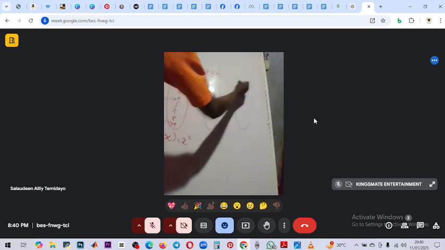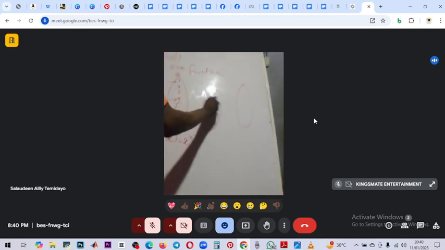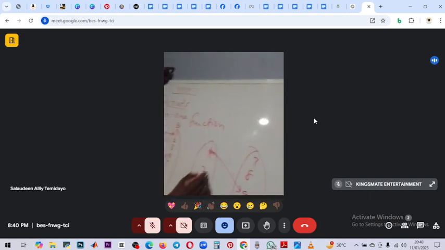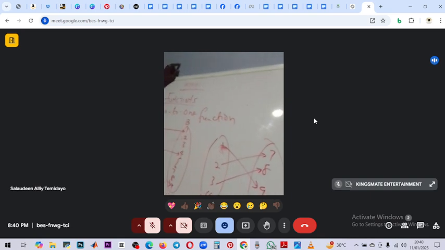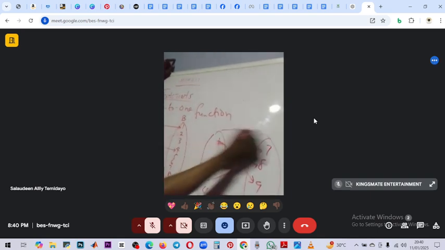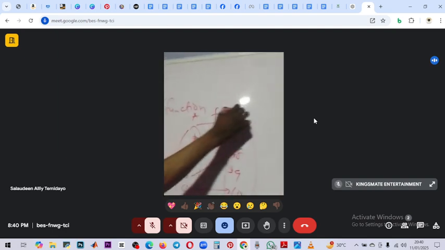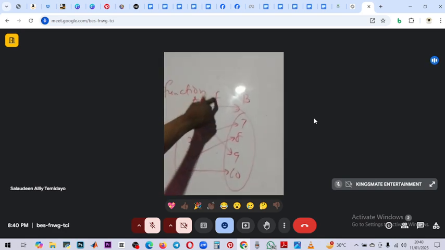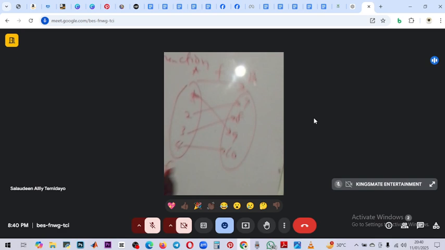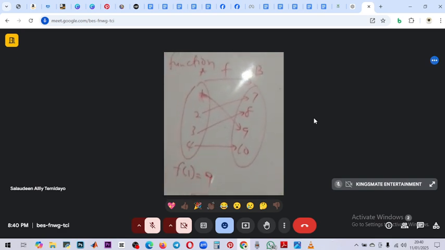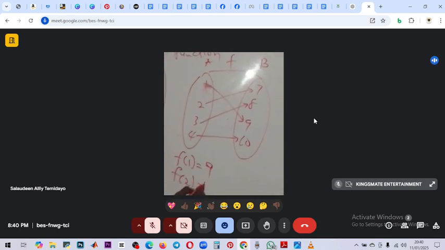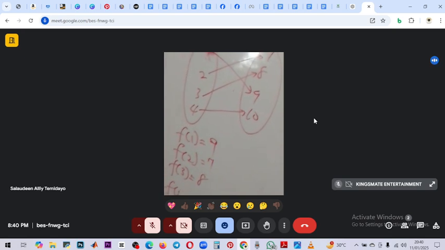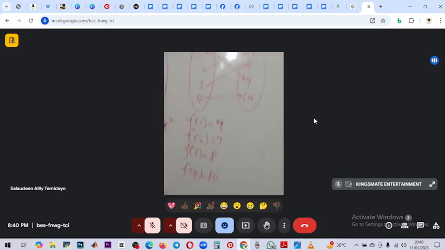Now look at this function. 1, 2, 3, 4, 7, 8, 9, 10. 1 to 9, 2 to 7, 3 to 8, 4 to 10. Through this function f, we have set A, set B, the domain, the codomain, the function. So f of 1 is equal to what? 9. f of 2 is equal to 7. f of 3 is equal to 8. f of 4 is equal to 10.